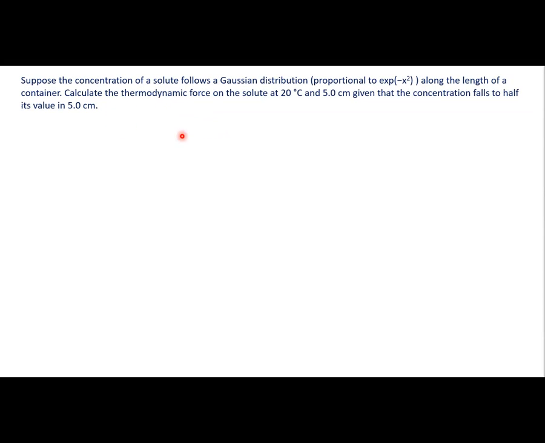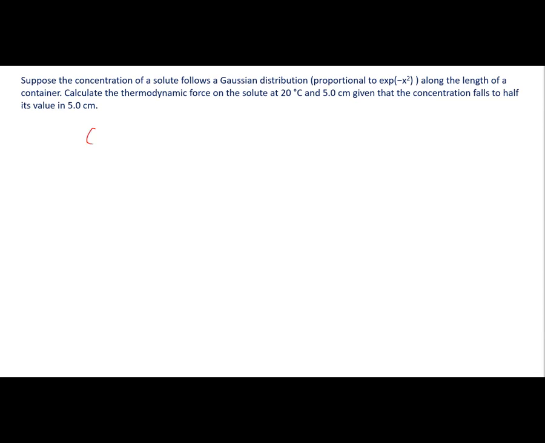Next question. Suppose that the concentration of a solute follows a Gaussian distribution that is proportional to exponential to the power of negative x squared along the length of a container. Calculate the thermodynamic force on the solute at 20 degrees Celsius and 5 centimeters, given that the concentration falls to half of its value in 5 centimeters. So this is essentially just a similar problem to the previous one, but in this case, instead of a linear gradient, we are having a Gaussian distribution. So let's look at this problem.